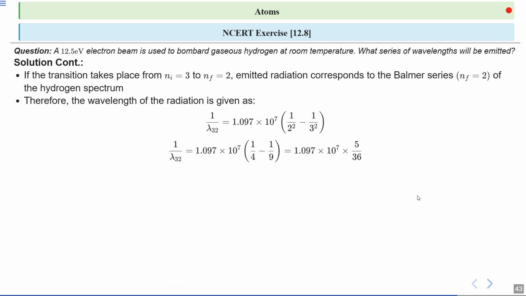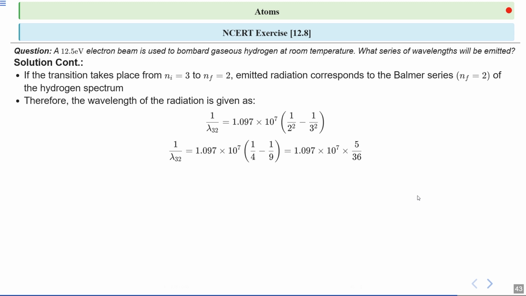Let's simplify the calculation. 1/λ_32 equals 1.097 times 10 to the power 7 times the difference between 1/4 and 1/9. This gives us 1.097 times 10 to the power 7 multiplied by 5/36.